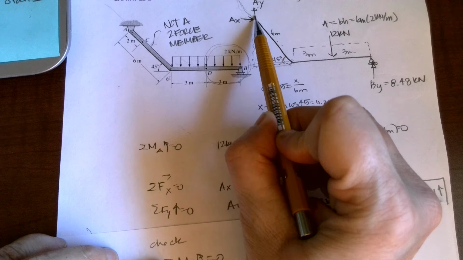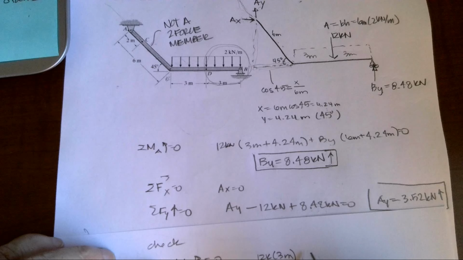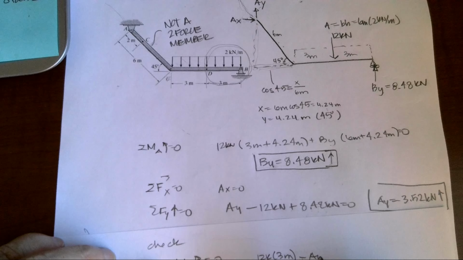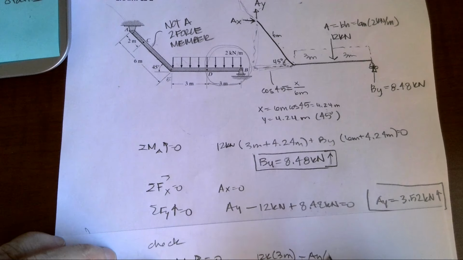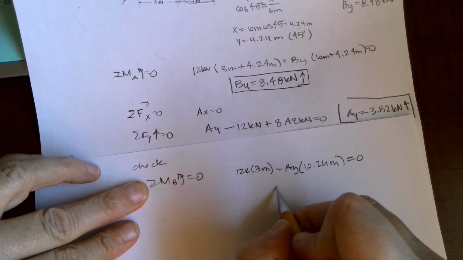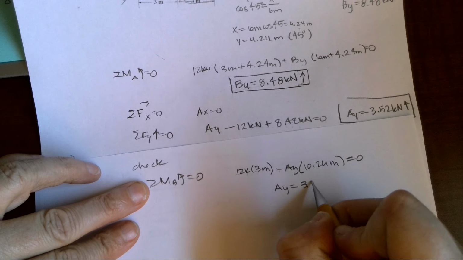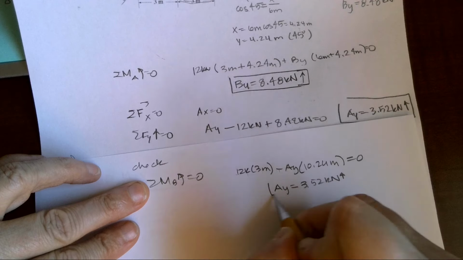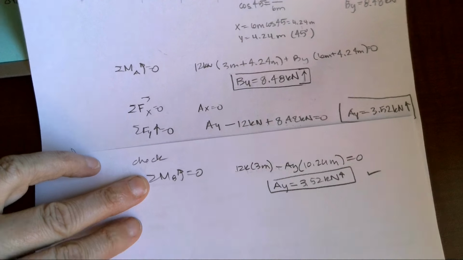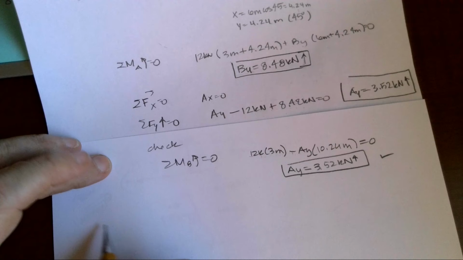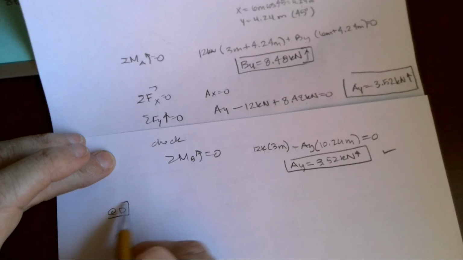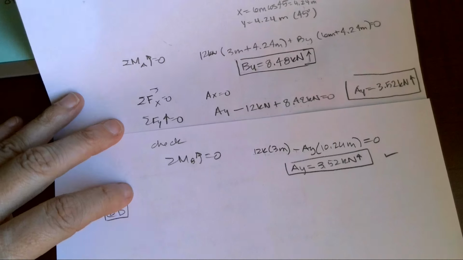And I want to find AY. So I'm going to have a minus AY times 6 plus 4.24, which is 10.24 meters. And I know the sum of my moments about B has to equal 0. And I will again find that AY is 3.52 kilonewtons positive, so going up. And I can say check. It works. So the next thing we want to do is work with D. We want to find the internal forces at D. So I'm going to slide this back up.